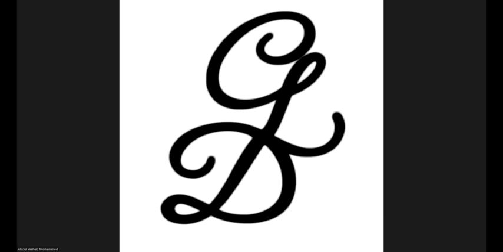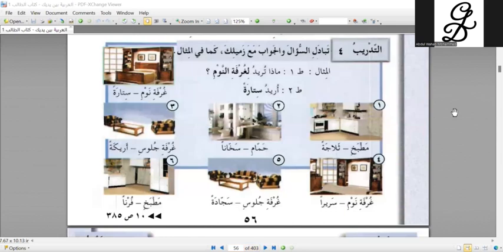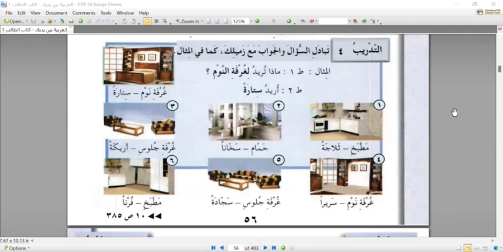أما بعد, I welcome you all once again to today's class. So inshallah today we continue in our lesson number 15. This is the second part of lesson number 15 and we are doing exercise number 4 in lesson number 15.